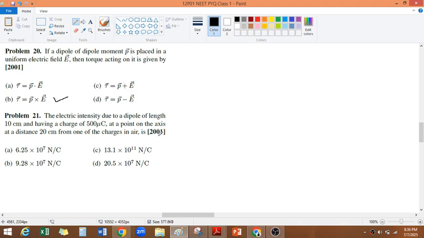The electric intensity due to a dipole of length 10 centimeter having a charge of 500 microcoulomb at a point on the axis at a distance 20 centimeter from one of the charges. So இங்க எது tricky point அப்படின்னா from one of the charges. நீங்கள் டைரெக்டாக ஆர் வந்து 20 சென்டிமீட்டர் எடுத்தீங்கன்னா தப்பாயிடும்.